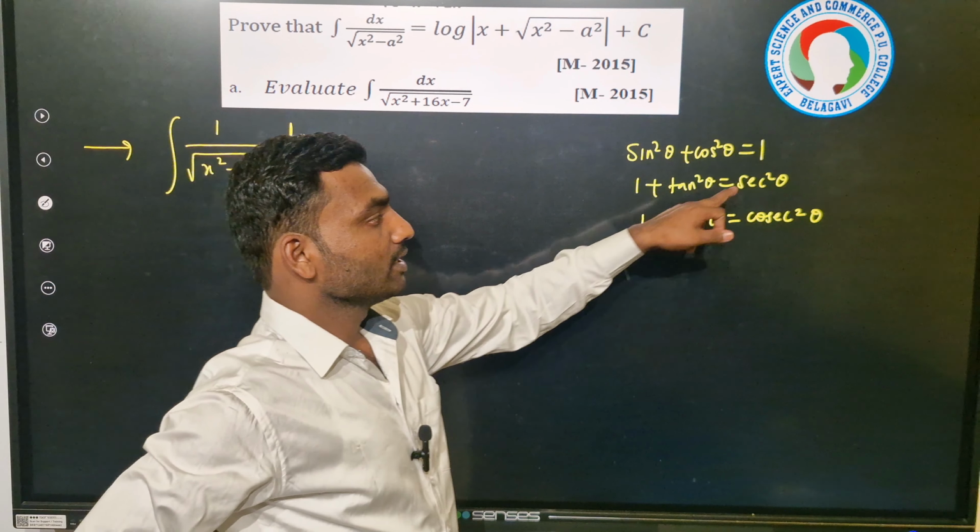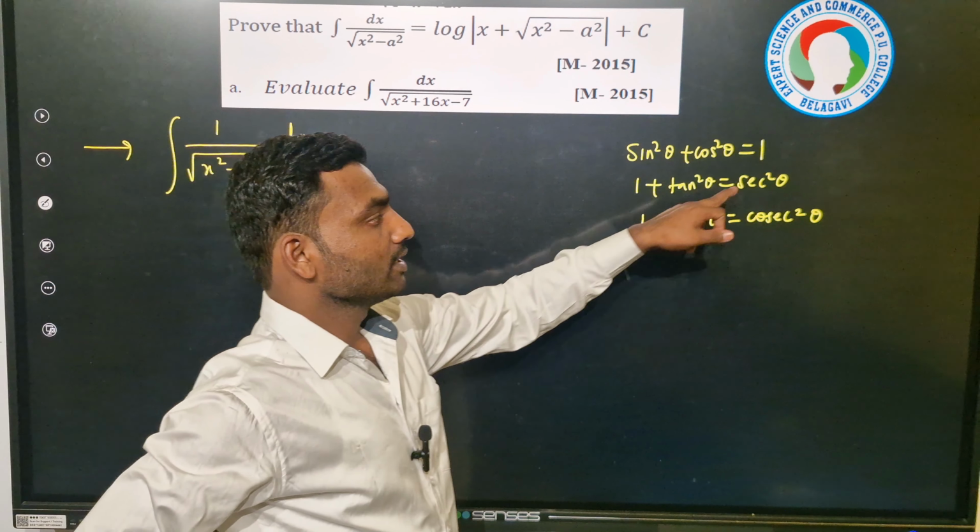Sec square theta minus 1 means, when substituted, what will happen? We get tan square theta. So we'll get the whole tan square theta in the denominator. Whatever is in the numerator, we have to cancel the tan square theta. Clear? So substitute x is equal to a sec theta, very simple.